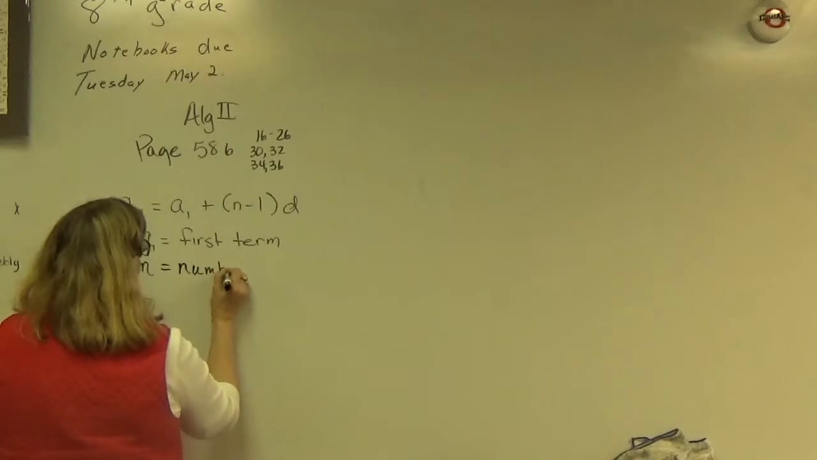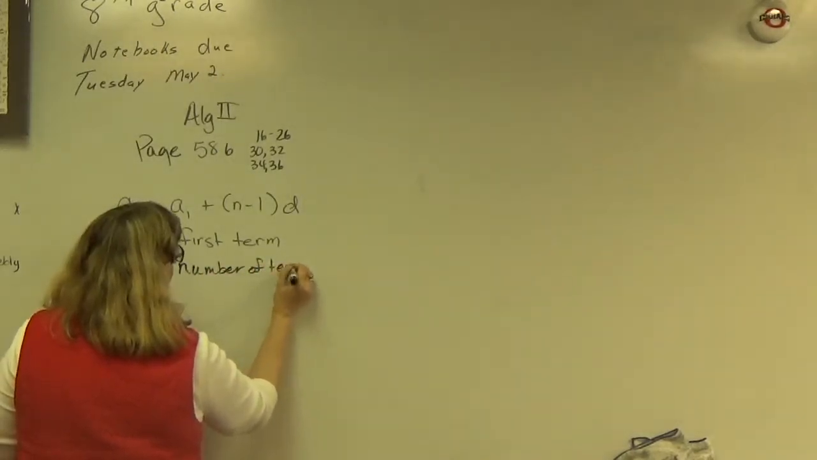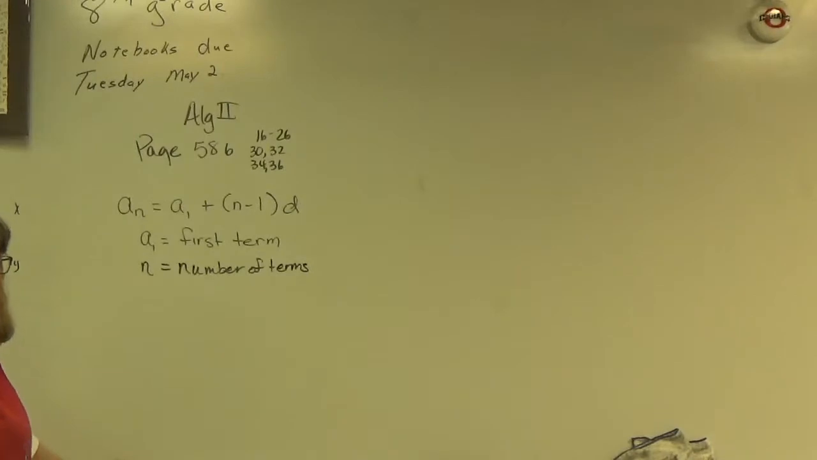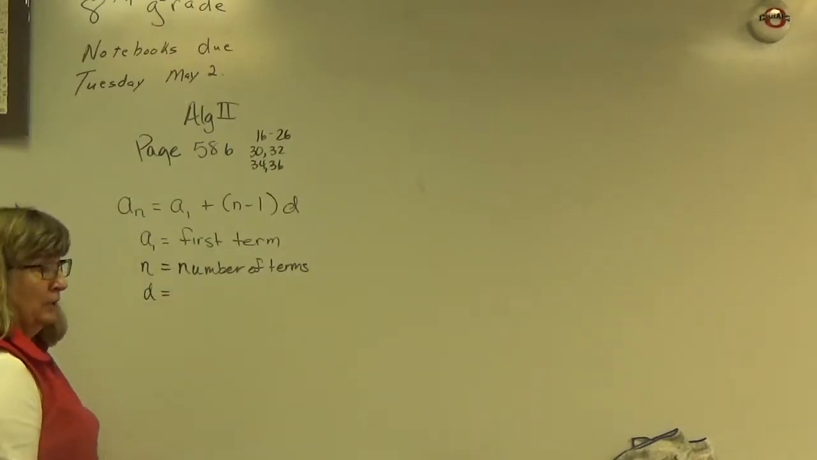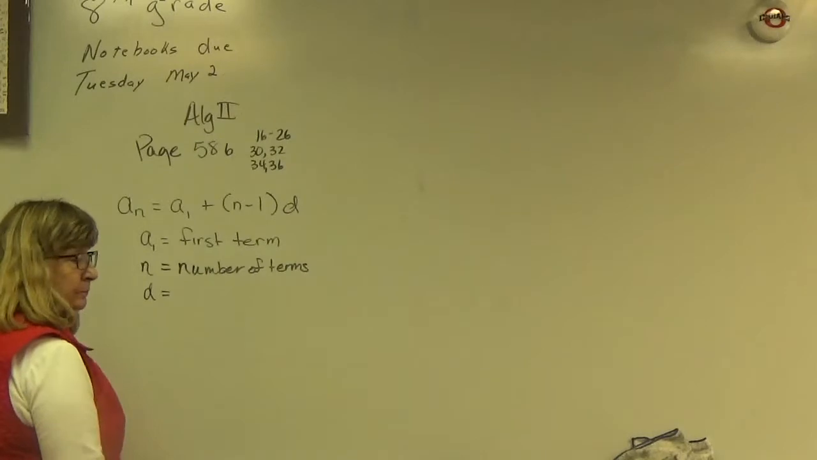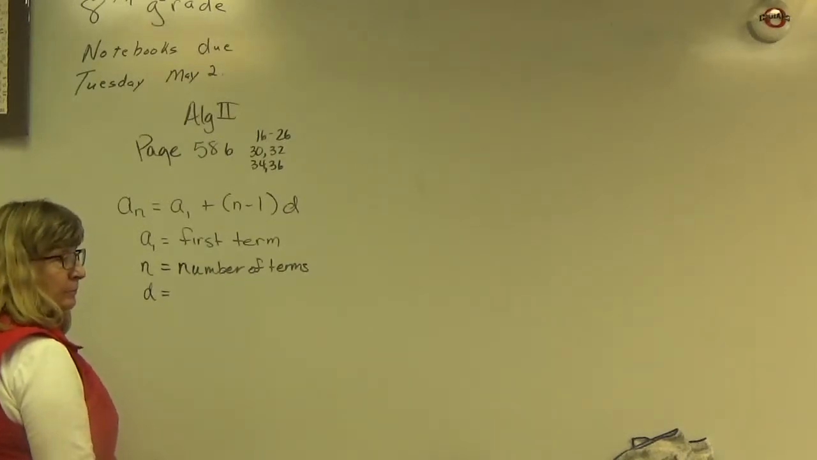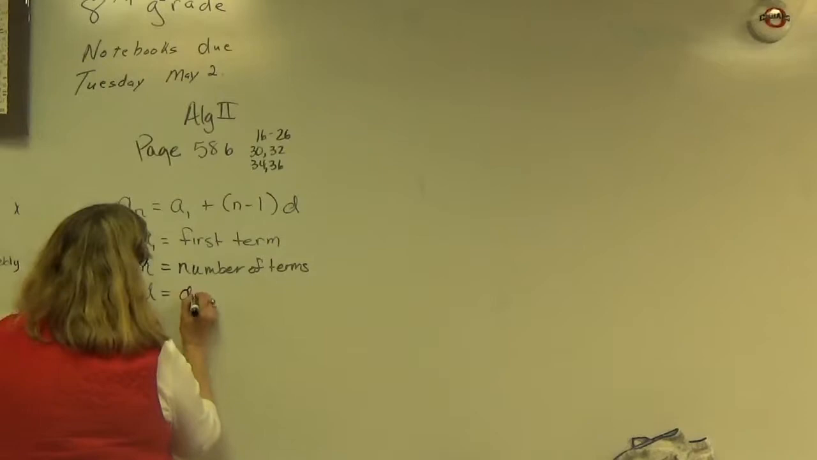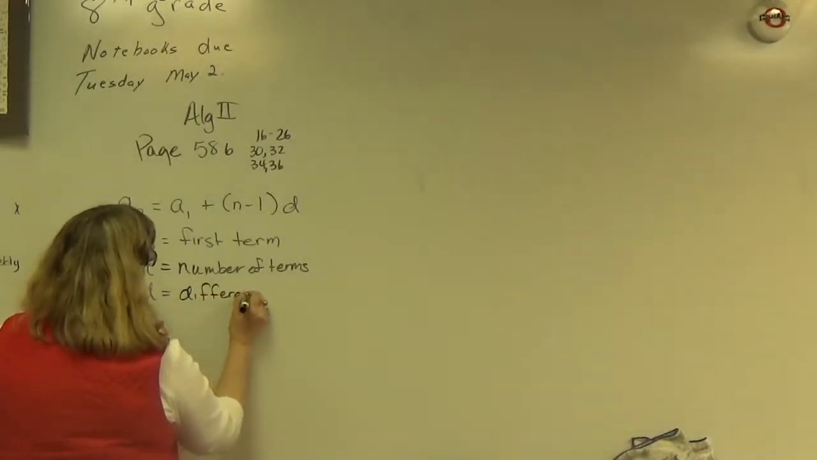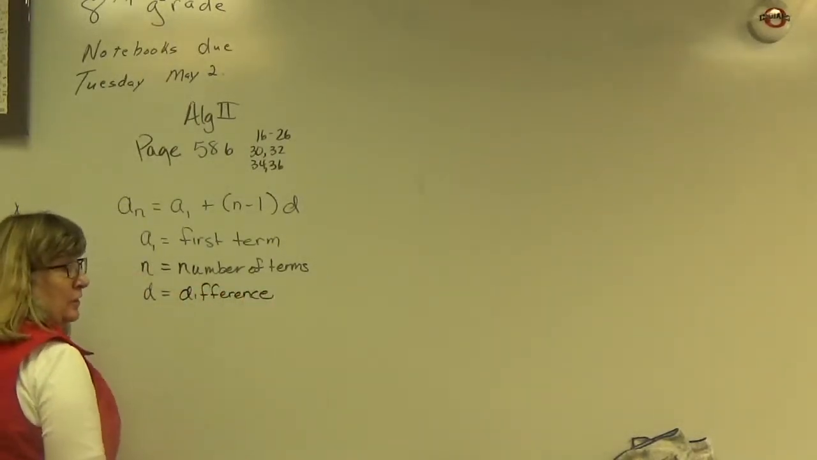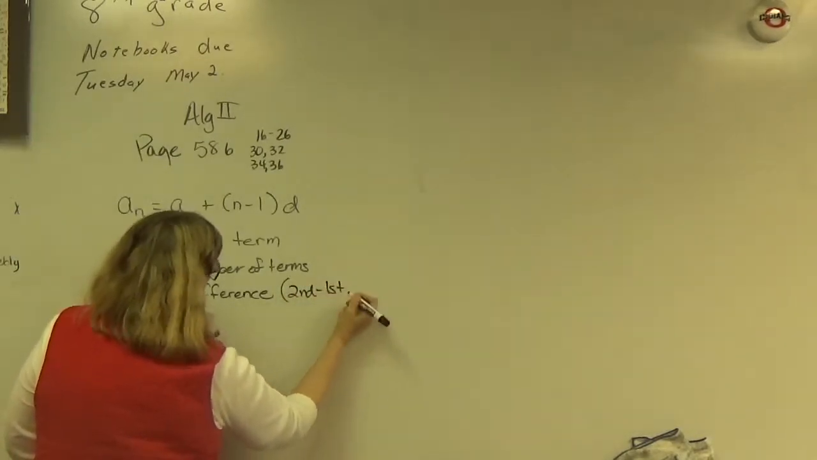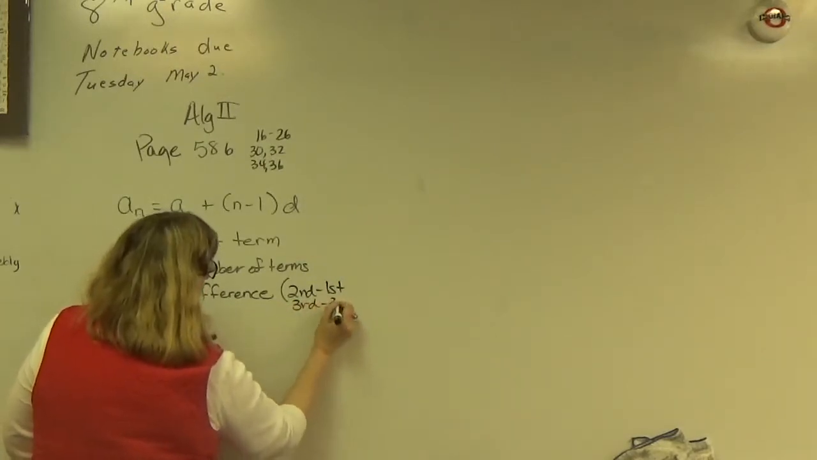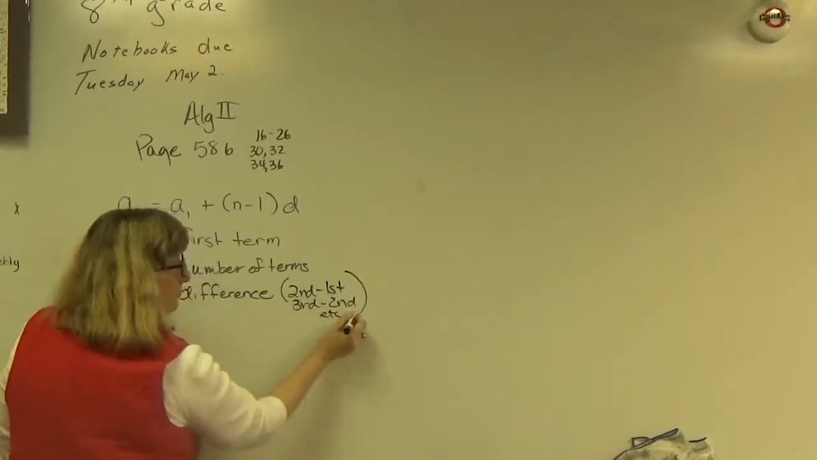And what should always be true about it? It should always be a positive whole number because you're counting, so you aren't going to have half of a person, for example. What does d stand for? The difference. And how could we find it if we don't know the difference? Take the second term minus the first term, third minus second, and so forth.